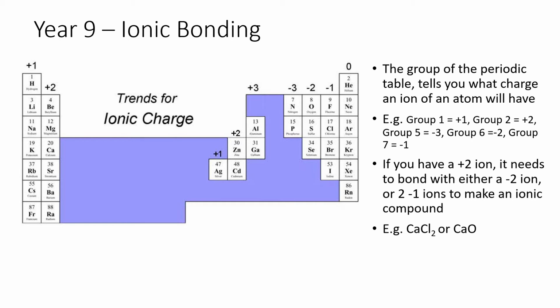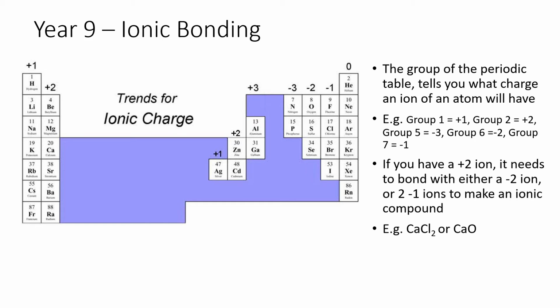Any element in group 2 needs to lose 2 electrons to get a full outer shell, transferred to another atom. So, because every element in group 2 loses 2 electrons, that means every element in group 2 has a +2 charge as an ion. If you move up the groups, you'll see group 5. Group 5 needs to gain 3 electrons to get a full outer shell. So nitrogen, phosphorus, they have a -3 charge.